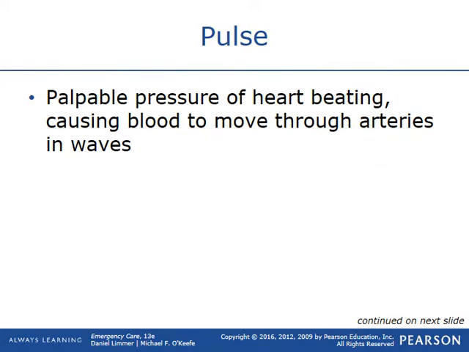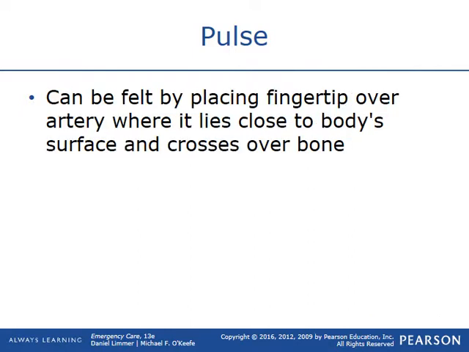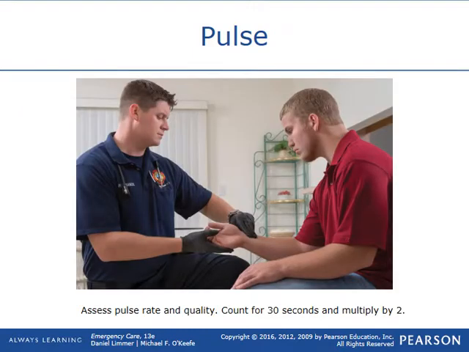So pulse. A pulse is a palpable pressure of the heart beating, and it causes blood to move through the arteries in waves. This can be felt by placing a fingertip over an artery where it lies close to a body surface and crosses over a bone. Here you see the pulse being taken at the radial artery, over the radius. That's why when you palpate over a bone, you're able to feel the pulse at your wrist.